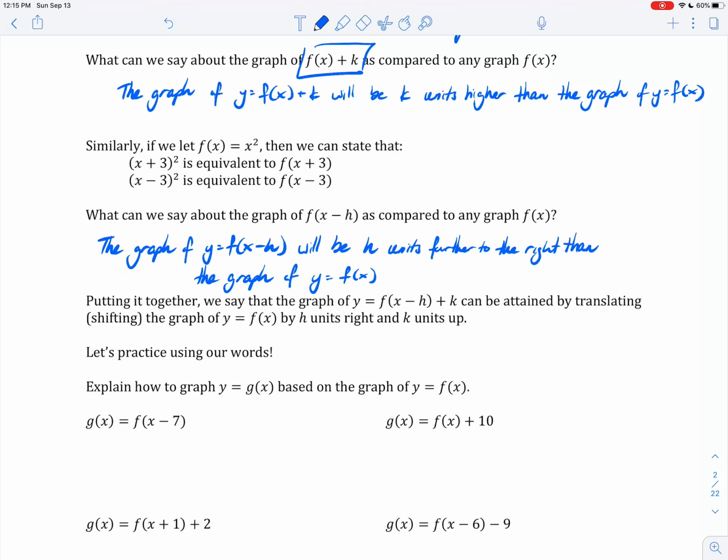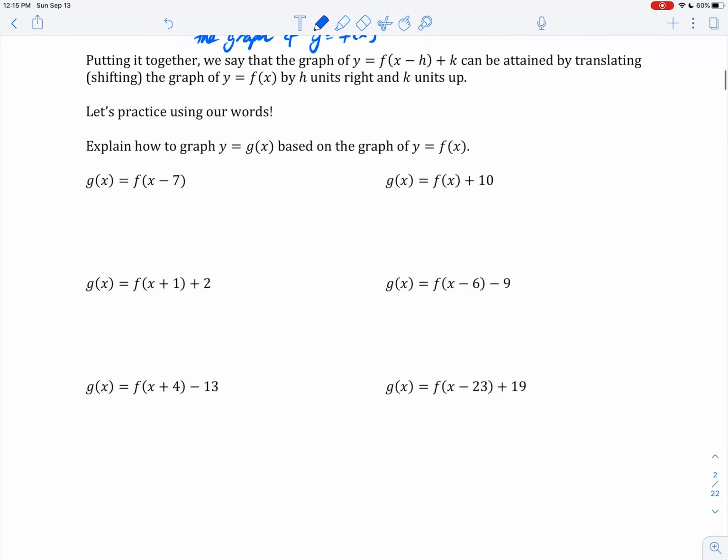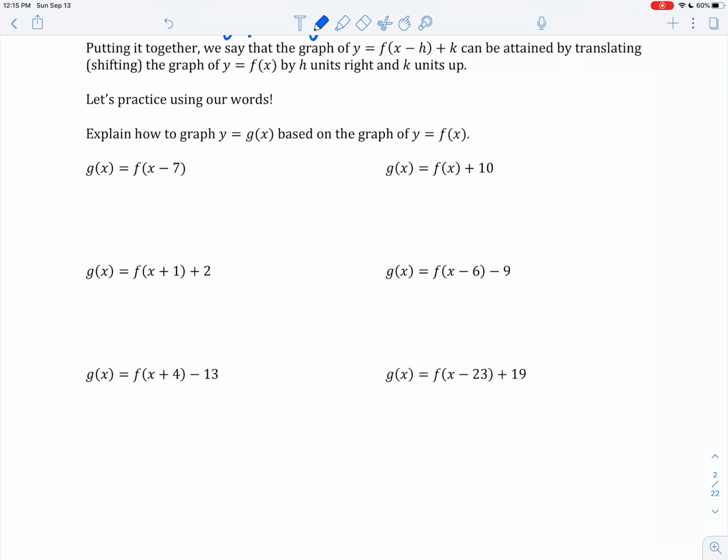What we'll want to be able to do with this is explain what transformation has taken place, like explain what the effects on the graph are, and then also be able to actually graph that. So we want to be able to apply these transformations, we want to be able to explain what's going on, describe them. I believe that if you can explain what transformations are happening, then all the rest falls into place incredibly easily. So we're going to explain a few. We're going to explain how to graph y equals g of x based on graph of y equals f of x.